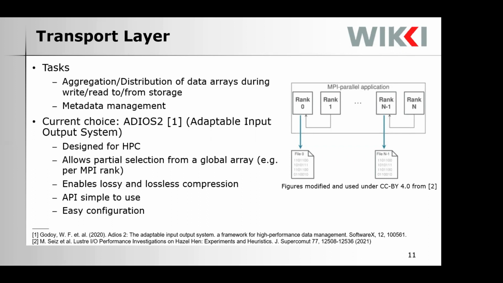Our choice is ADIOS2. It's an acronym for Adaptable Input-Output System. It's designed for high-performance computing. It allows partial selection from a global array, exactly what we need. It also works with compression, its configuration is easy, and the API is actually simple to use.